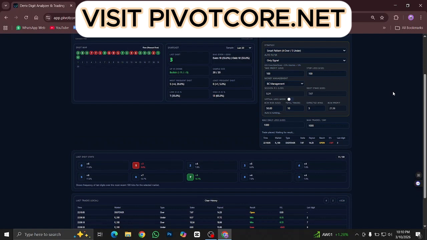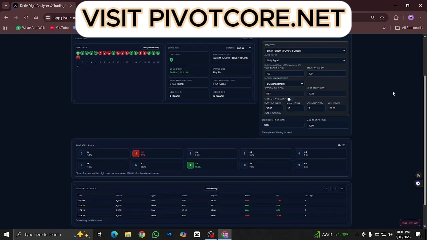Now, why over 4 or under 5? Statistically, this covers a wide range of outcomes in the digit flow. By using PivotCore, we are looking for specific patterns before the bot triggers a trade. As you watch the screen, notice how the bot waits for the right moment. This isn't gambling, it's systematic execution.